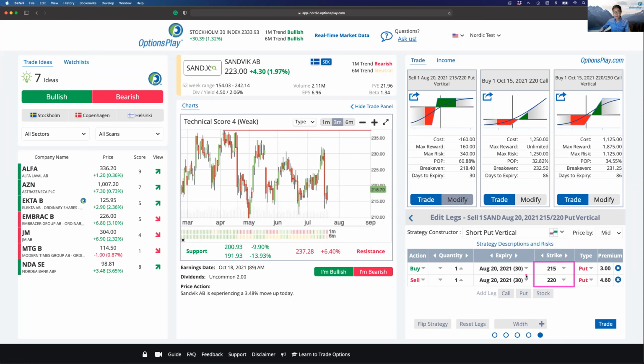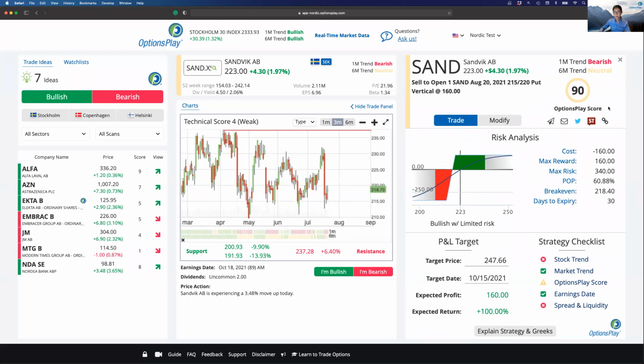220, 215, and I'm collecting 160 crowns out of a 5 crown wide credit spread. So that's roughly just about 33%. Technically 166 crowns would be 33%. So I'm just 6 crowns shy of 33%. So let's take a look at this.